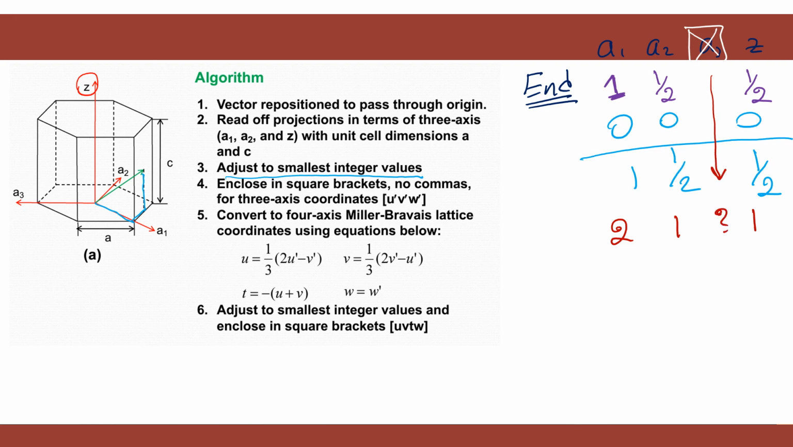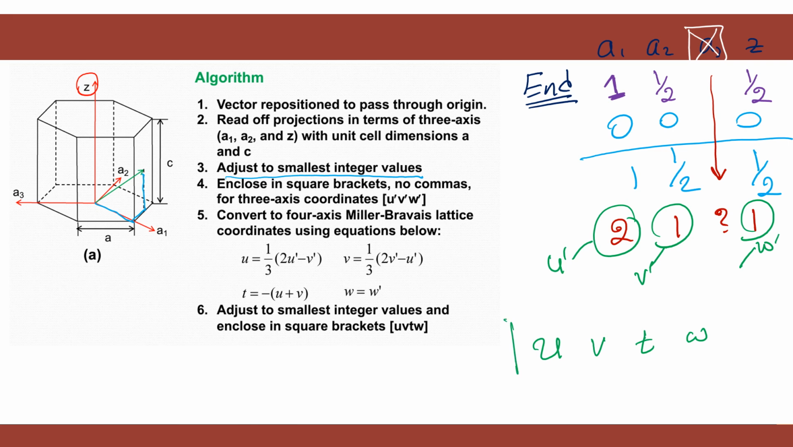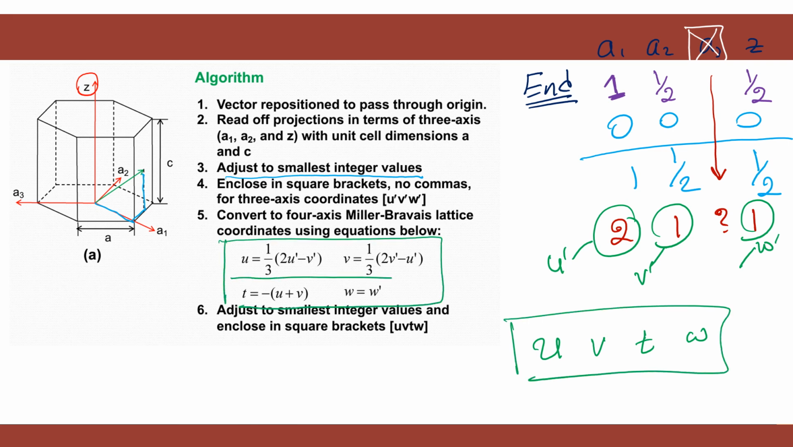So we need to make them to these ones we call U dash, V dash, and W dash. These are not the ones we need. We need them as four numbers, 4 integers, U, V, T, and W. To find these ones, you are using these equations. Okay, so using these equations, we have to find U, V, T, and W.